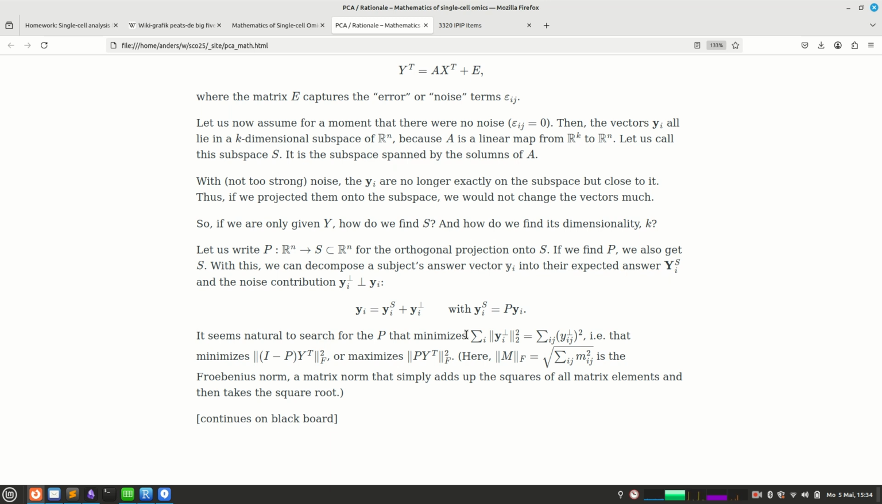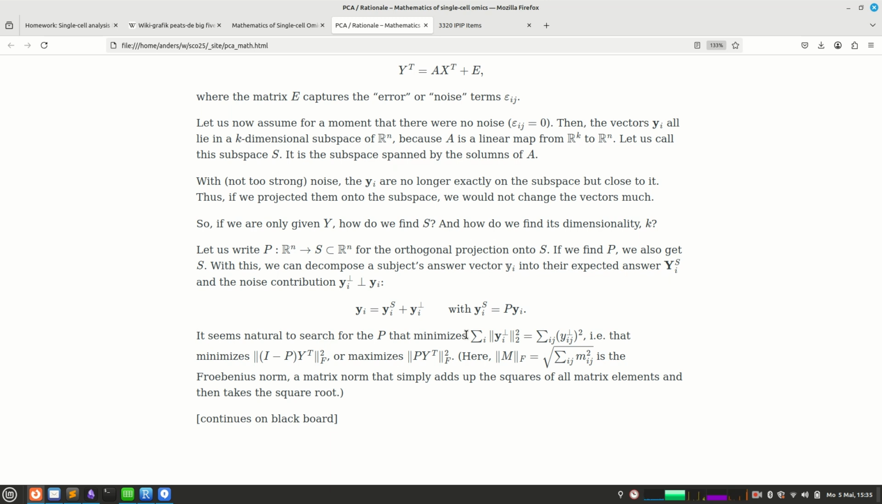Very good. So, just to remind us, we have a data matrix Y with columns yi.